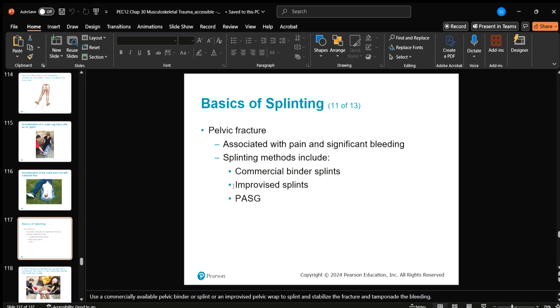Did you guys talk about this in class at all, PASGs? Okay, probably not. These have been largely phased out. This stands for pneumatic anti-shock garments, and I'll pull up a photo at the end. Nobody really uses these things anymore. Even 20 some years ago, when I first went through EMT school, they were like, yeah, nobody uses this, because it can cause complications to other injuries, especially if they have any internal abdominal injuries.